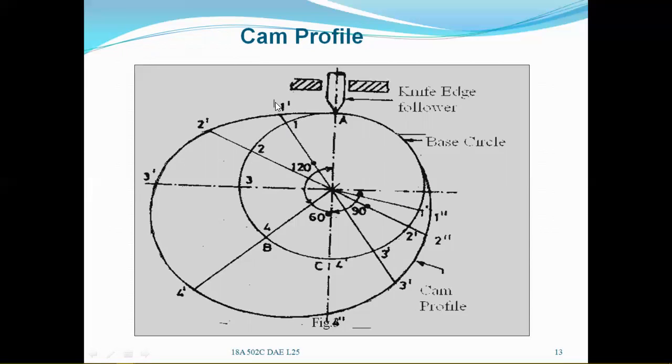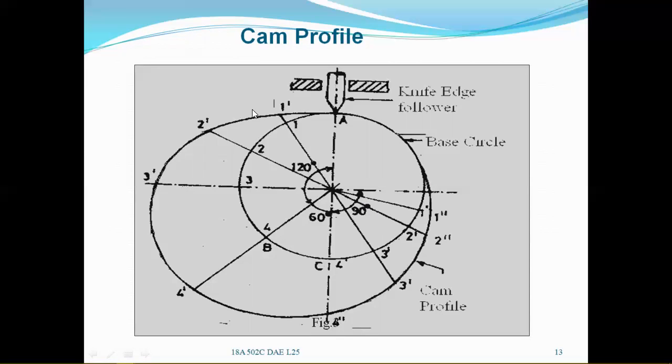So you have to produce these. That means extend the lines O1 beyond point 1, and similarly the second line, third line, fourth line. And similarly, for the return stroke we have to do the same thing. After completion of this division, mark distances from the displacement diagram: 1 dash from the displacement diagram, similarly 2 dash, 3 dash, and 4 dash. Similarly, mark all the points in the return stroke also.